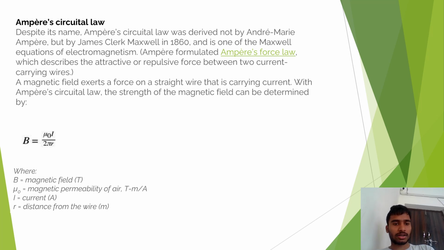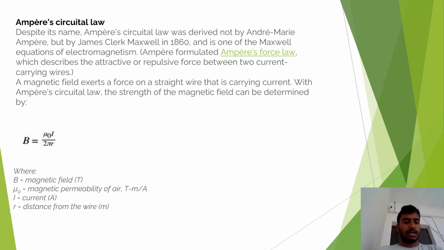With Ampere's circuital law, the strength of the magnetic field can be determined by B = mu naught I / 2 pi r, where B is the magnetic field in Tesla, mu naught is the magnetic permeability of air in Tesla meter per ampere, I is the current in amperes, and r is the distance from the wire in meters.